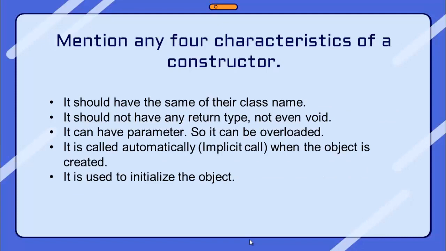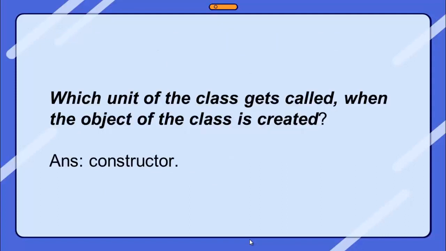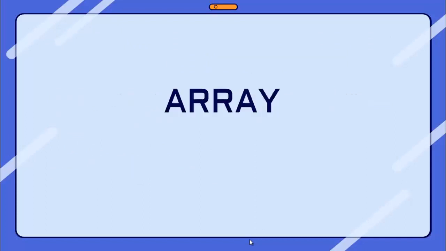Mention any four characteristics of a constructor. It should have the same name as the class name. It should not have any return data type, not even void. It can have parameters, so it can be overloaded. It is called automatically when the object is created. It is used to initialize the object. What is the unit of the class which gets called when the object of the class is created? It's the constructor. Array.